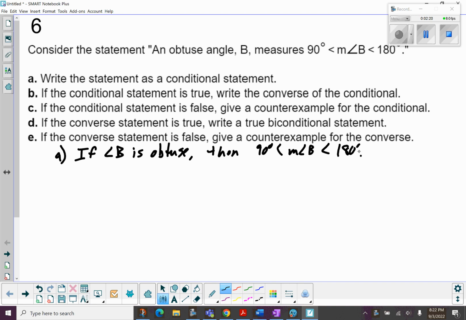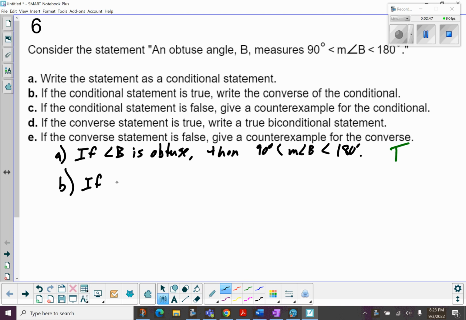If it's exactly equal to 90, then it's a right angle. If it's greater than 90, all right, that seems to fit our definition of obtuse, but it still has to be less than 180 because we're always going to measure on the inside. So we should say that, yes, this statement is true. So we can do part B, write the converse.